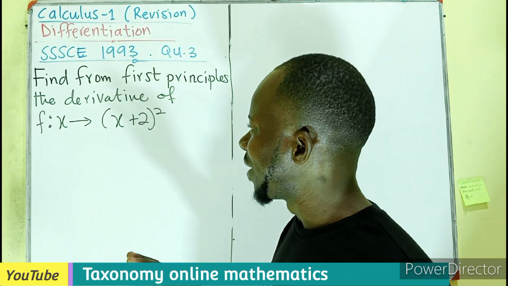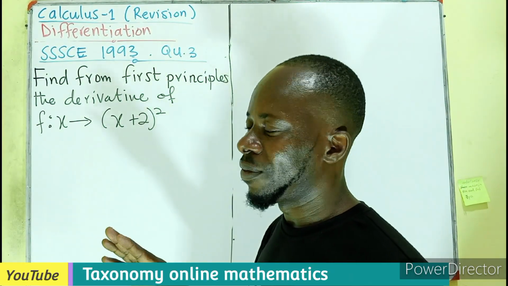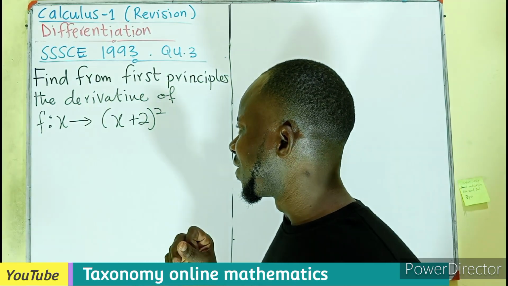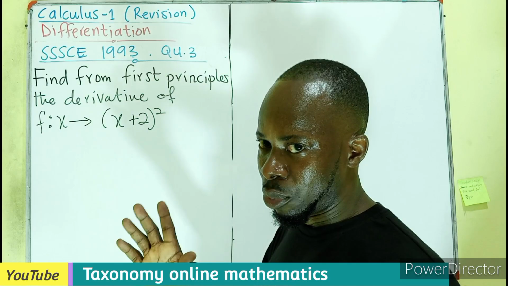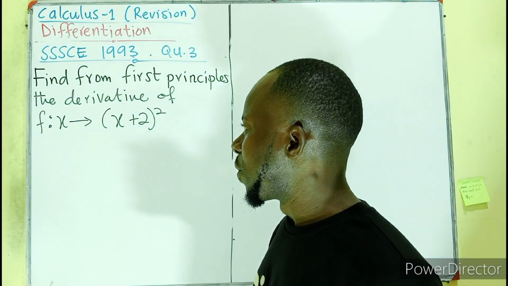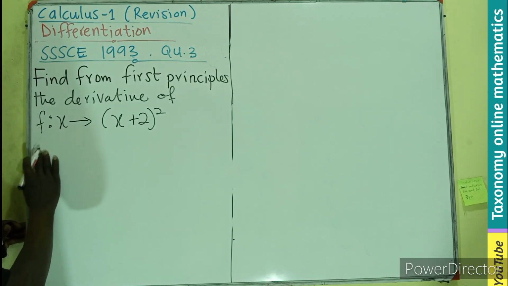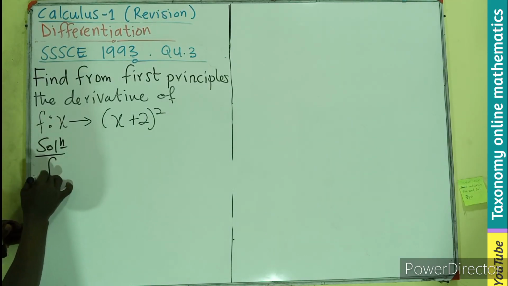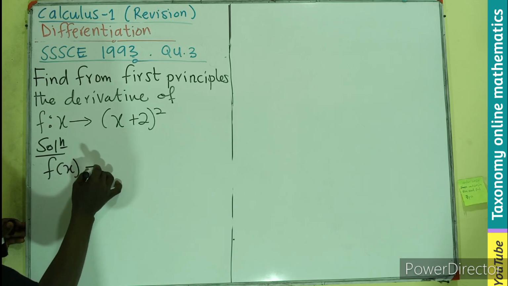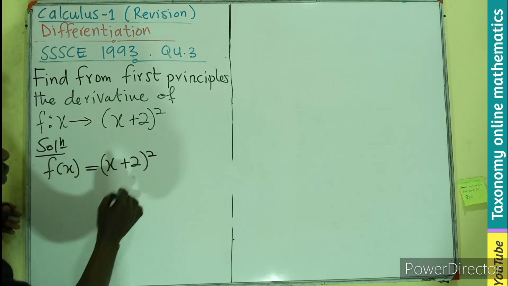So we are to find from the first principle the derivative of f of x, that is having the function as (x + 2) exponent 2, both in a bracket. Now, what are we going to do? Let's start without wasting time as the solution. Let's take this as f of x equals (x + 2) all squared.